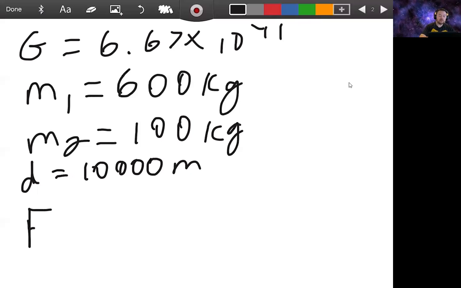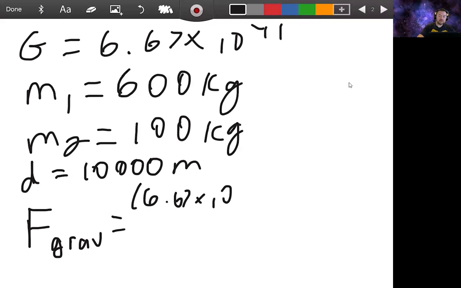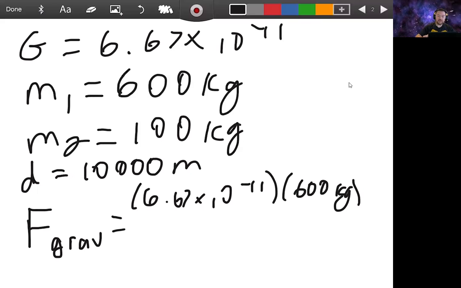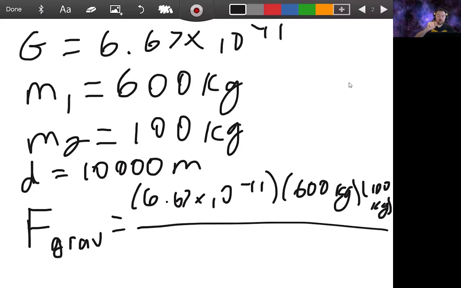So I would do F grav is equal to my constant, which is 6.67 times 10 to the minus 11, multiplied times 600 kilograms times 100 kilograms, and that's all going to be over 10,000 meters squared.